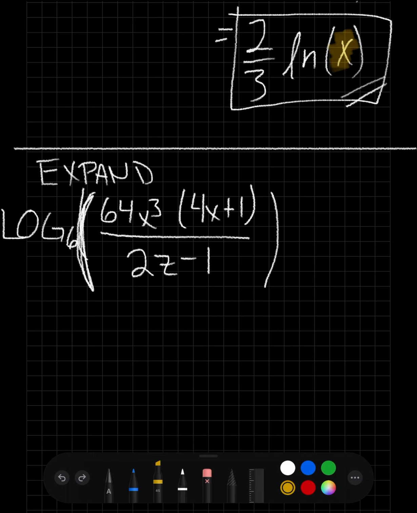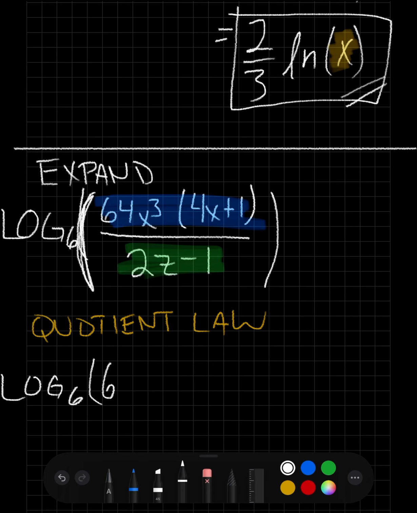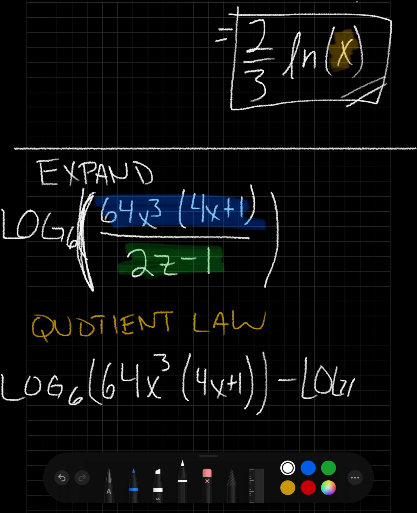So the first thing that I'm going to do is apply my quotient law. And I promised I would label each step, so here we go. Quotient law. And that's going to allow me to take my numerator and subtract my denominator like this. So I'll end up with log base 6 of 64x cubed times 4x plus 1, minus log base 6 of 2z minus 1.